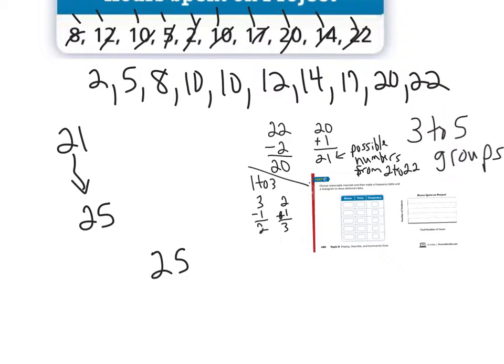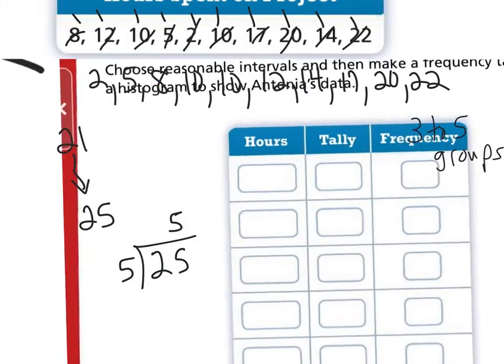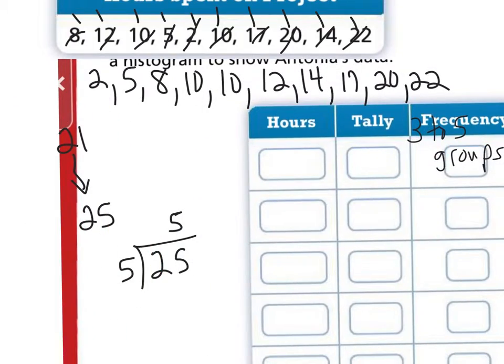So 25 possible numbers we're splitting into 5 groups means that there's going to be 5 possible numbers in each group. Alright, so we're going to go on our chart here for our number of hours. We're going to make it be 5 possible numbers. Now I'm going to add all my numbers at the end.